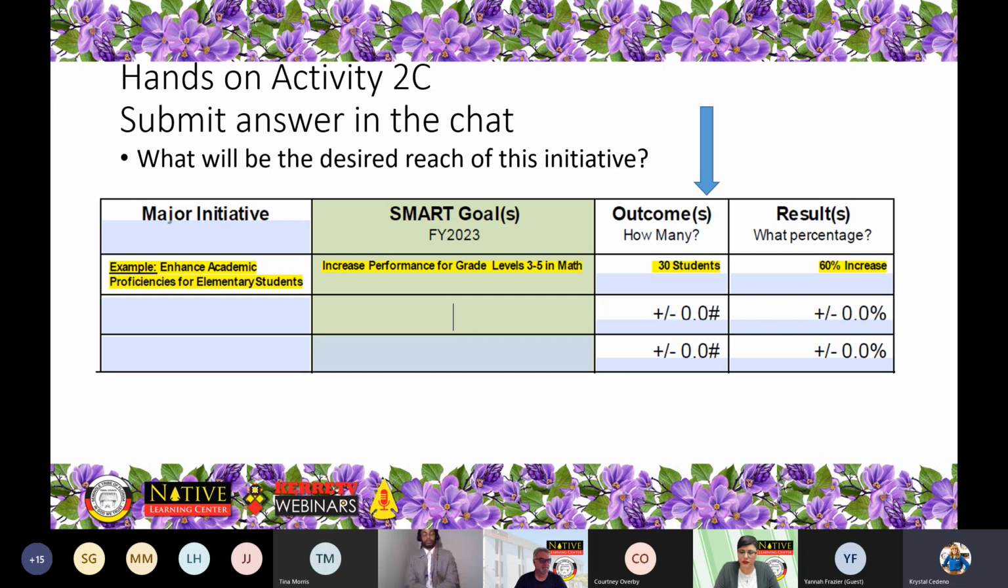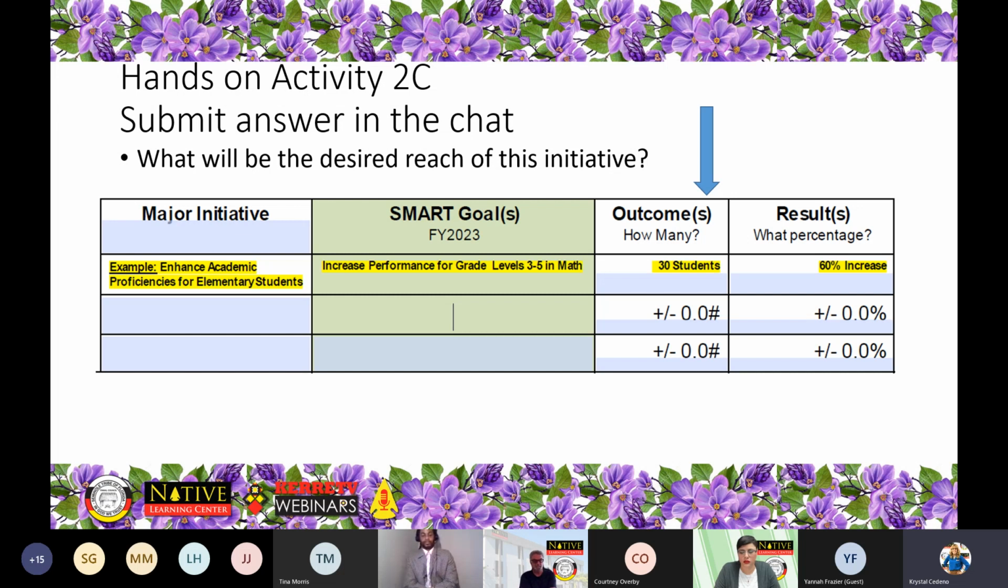Awesome. All right. So for the most part, like Vince mentioned, we're on track. So I'm going to go ahead and shift to outcomes. I'm going to read Vince's example that's here on the board, starting from major initiatives. The example listed here is enhance academic proficiencies for elementary students. And the SMART goal he has associated with that is increased performance for grade levels 3 through 5 in math. So fantastic. And the outcome he has listed here is going to be for 30 students.